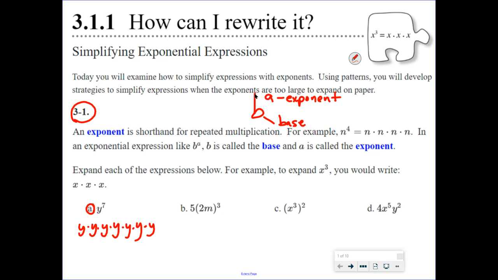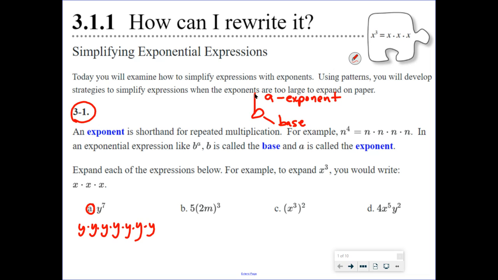So please write down b, 5 times the quantity of 2m to the third power. Now here already, things are going to start getting a little bit more complicated. So those of you who think you know what you're doing, here you go. Pause the video just a second and please expand that expression for me and see what you get. When you got it, unpause. Let's see if you actually got it right. Go.